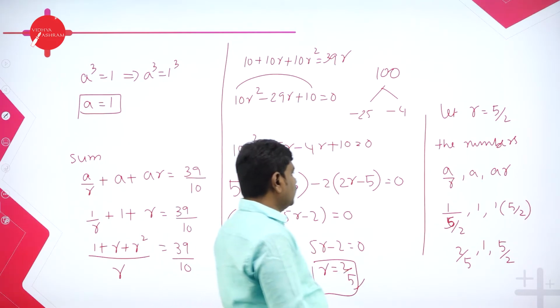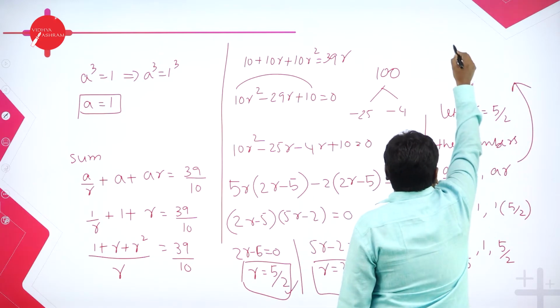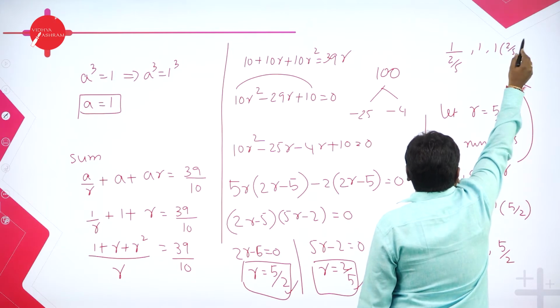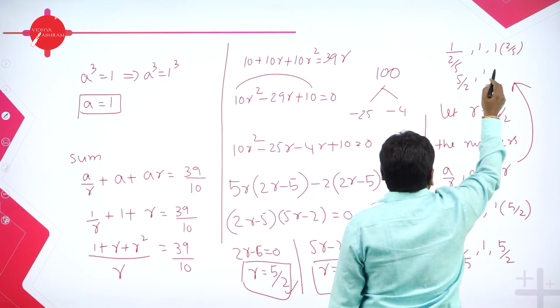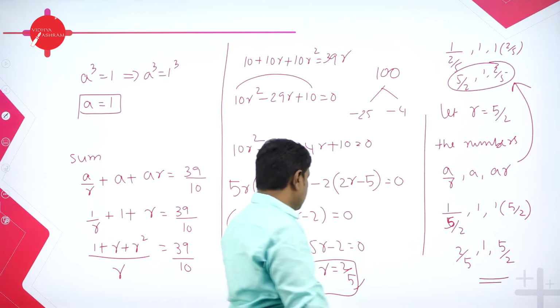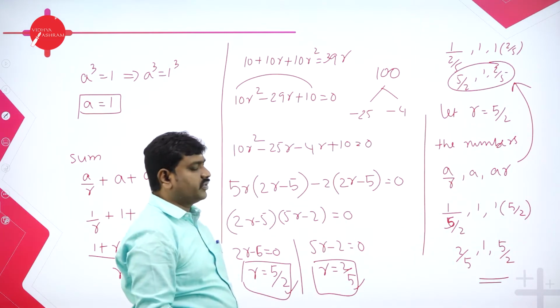If you take 2 by 5, you will get the reverse order. If I take 1 by 2 by 5, 1 into 2 by 5, what will you get? 5 by 2, 1 and 2 by 5. You get the reverse order, but the same three numbers. So for the common ratio, you can take 5 by 2.